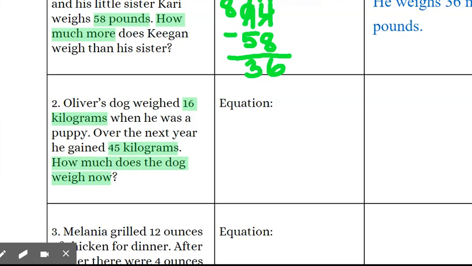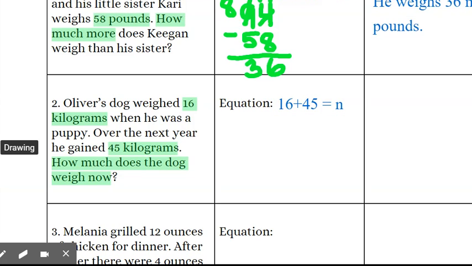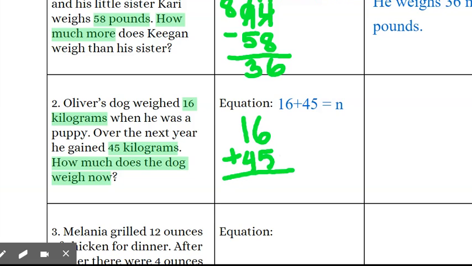Well, think about what is happening here. He started at 16 and then he gained 45 kilograms. Gained is another way of saying get more. So guess what kind of problem we're going to do? We're going to do addition. It's going to be 16 plus 45, and that will give us our answer. Okay, now I'm going to show my work. So I'm going to do 16 plus 45. Start with my ones.